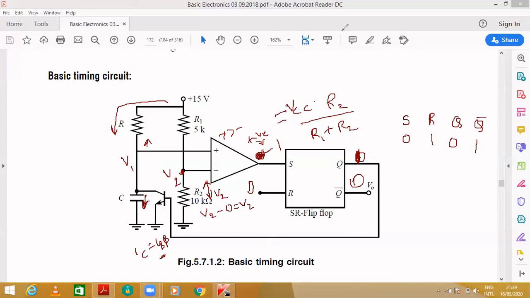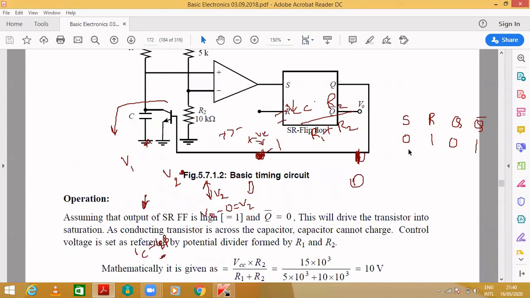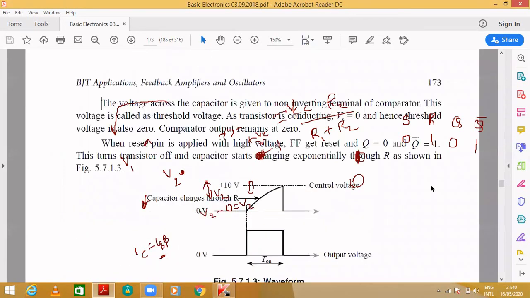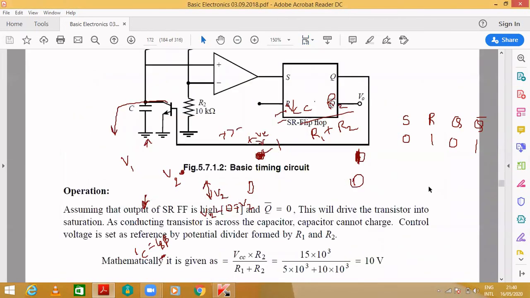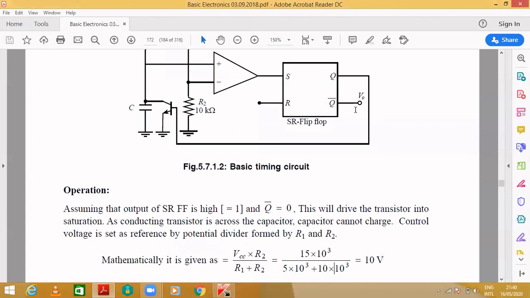The same equation was given over here. I already showed how to calculate the reference voltage, the potential divider formed by R1 and R2. That is what you can observe here: VCC, the main voltage, into R2 by R1 plus R2. If you calculate by substituting values, you get 10 volts. So this is about the basic timing circuit, and let's see the waveform.